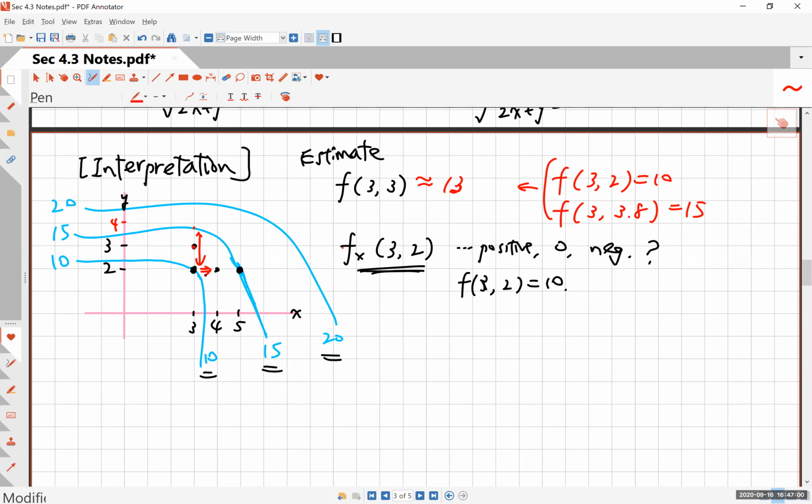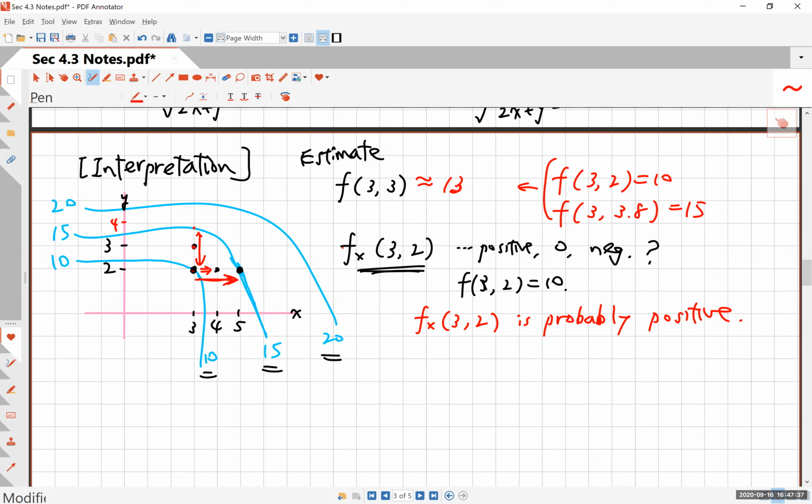Again, we don't know this for sure, but you can tell from here to here, it's going from 10 to 15, right? So you would guess, okay, again, we are not sure, but if this function is a well-behaved function, with no sudden ups and downs that we can see, it's probably positive, because at 3, 2 the value is 10, but at 5, 2 the value is 15. So it's going from 10 to 15 here.